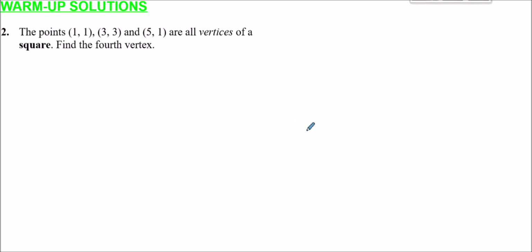Question 2, we've got 3 points given relative to a coordinate grid. We have (1, 1), (3, 3), and (5, 1). And we're told that these are vertices, they're corners, of a square. Find the fourth vertex, or in plain English, find the fourth corner.